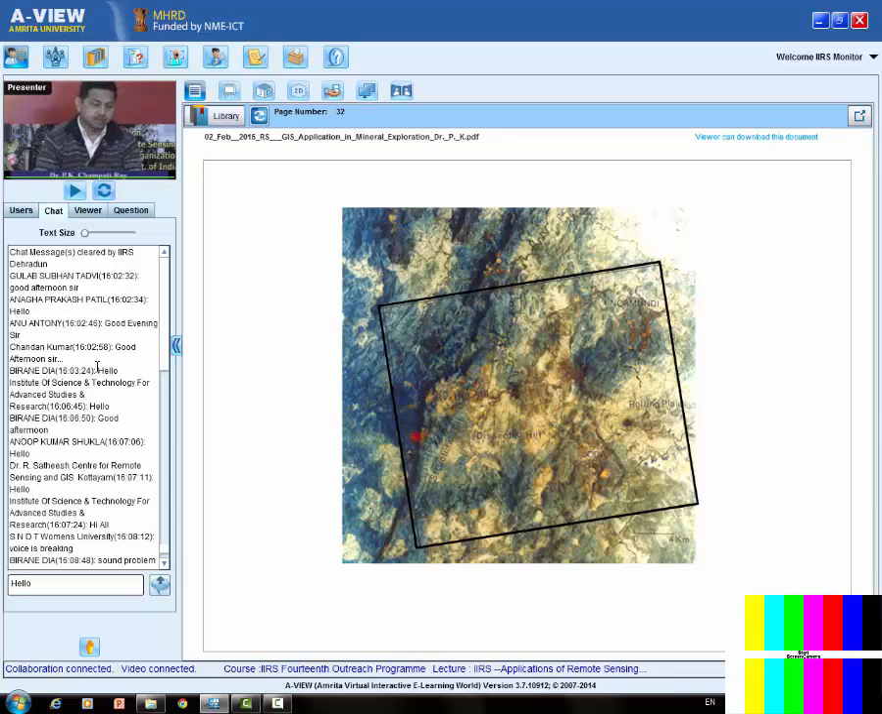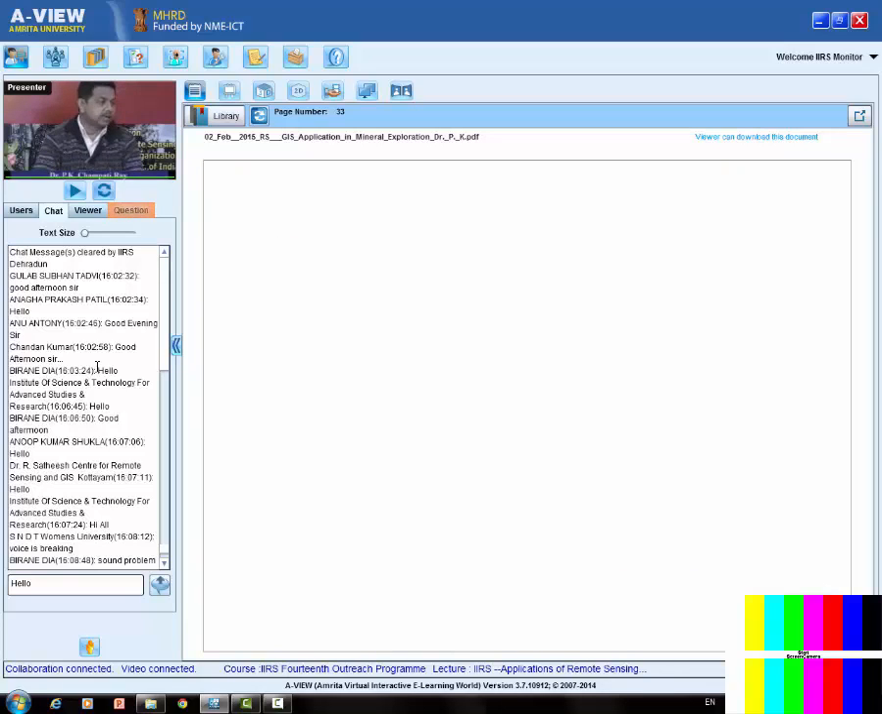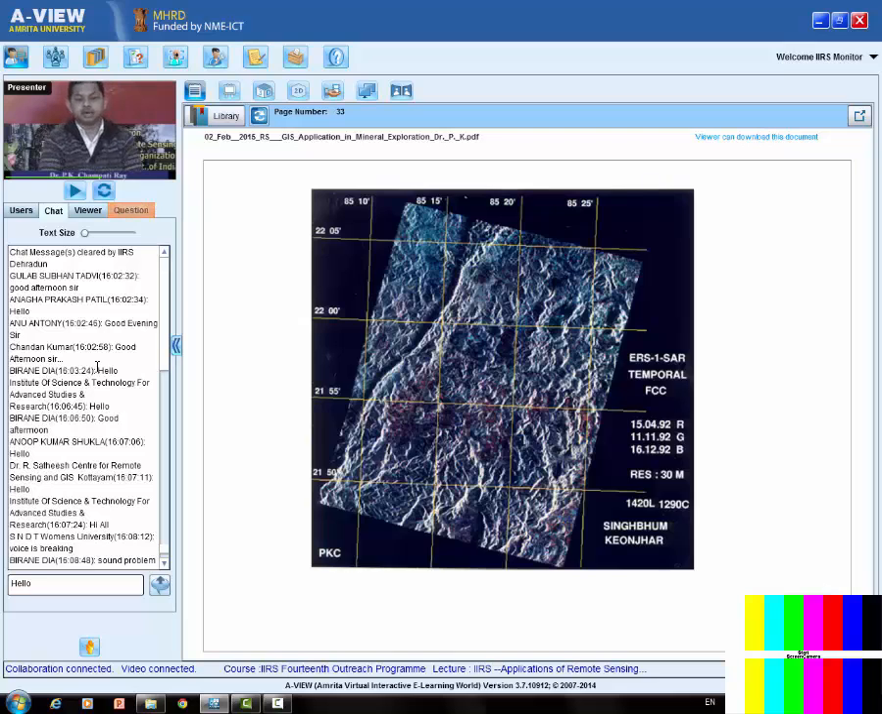It's a plunging syncline, plunging towards the northeast, and the western limb is actually continuous. Of course, there are one or two places of fault, and the eastern limb is highly discontinuous and deformed. And this is one part of the limb showing the iron ore ridges. And this is the ERS-1 temporal FCC, how nicely all the geological structures are coming out.